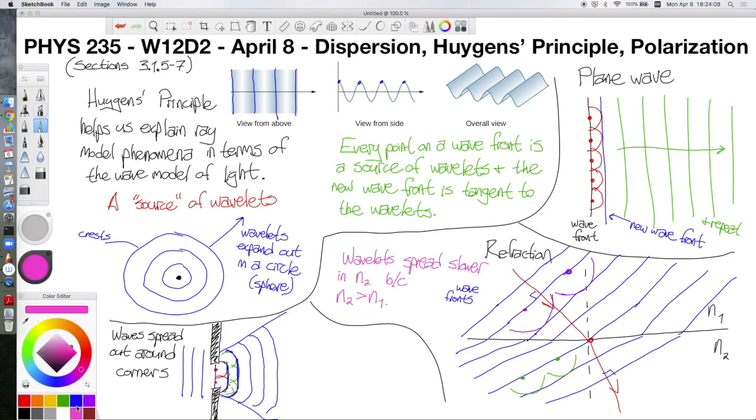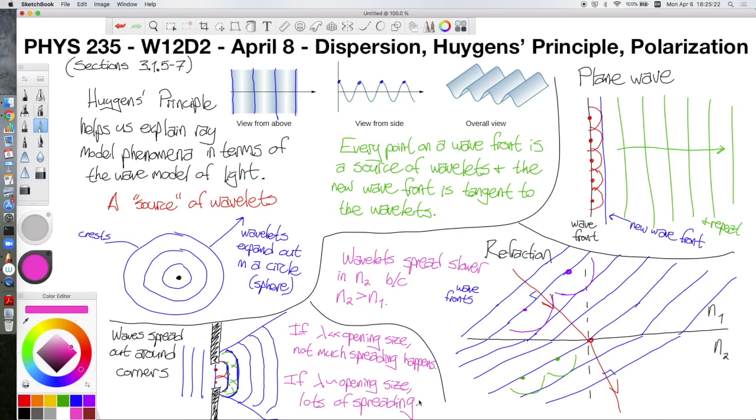Now, exactly how much the waves spread out depends on how big the opening is and the wavelength of the light. If the wavelength of the light is much, much smaller than the opening it's passing through, then there's not much spreading out that happens. If the wavelength of the light is similar to the size of the opening, you'll get much more spreading that happens. And we're going to explore this phenomenon later when we talk about the double slit interference experiment and the single slit interference experiment.